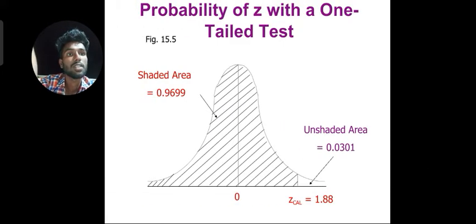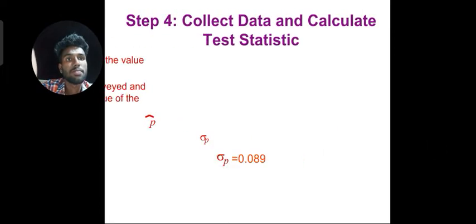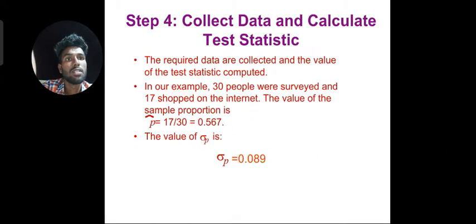Probability of Z within the one-tail test. Showing the graph: shared area, unshared area. Step 4. Collect data and calculate test statistic. The required data are collected and the value of the test statistic computed.